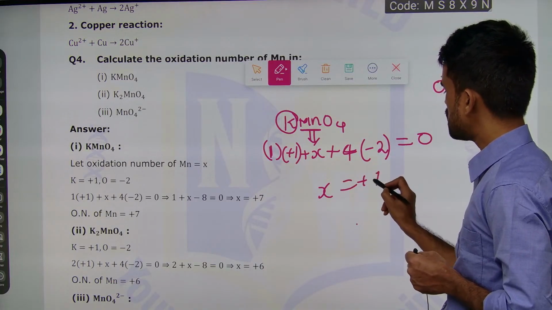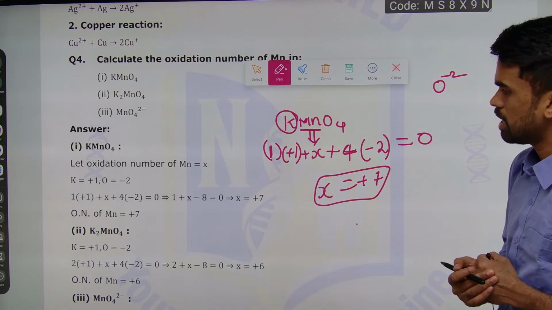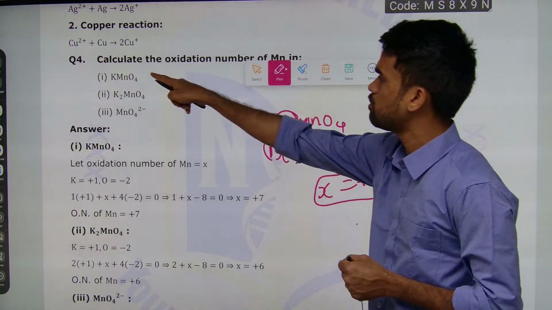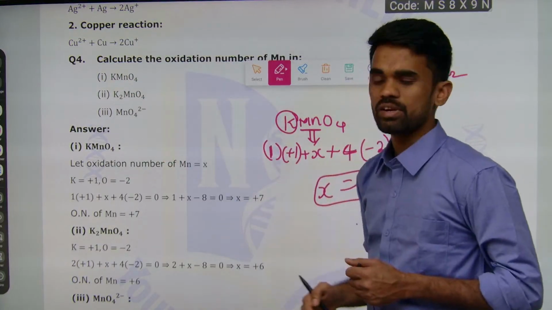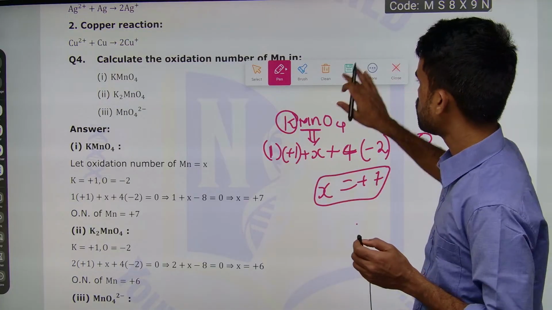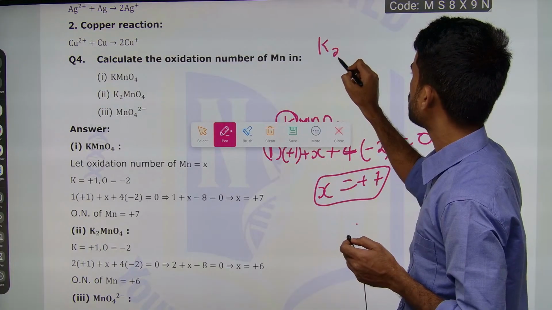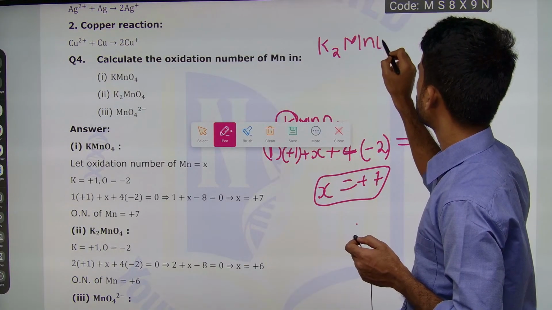That's it. This is how you need to calculate the oxidation states of each of these elements in the given compounds. Is this clear? I hope it is clear. In a similar way, please do it for K2MnO4.